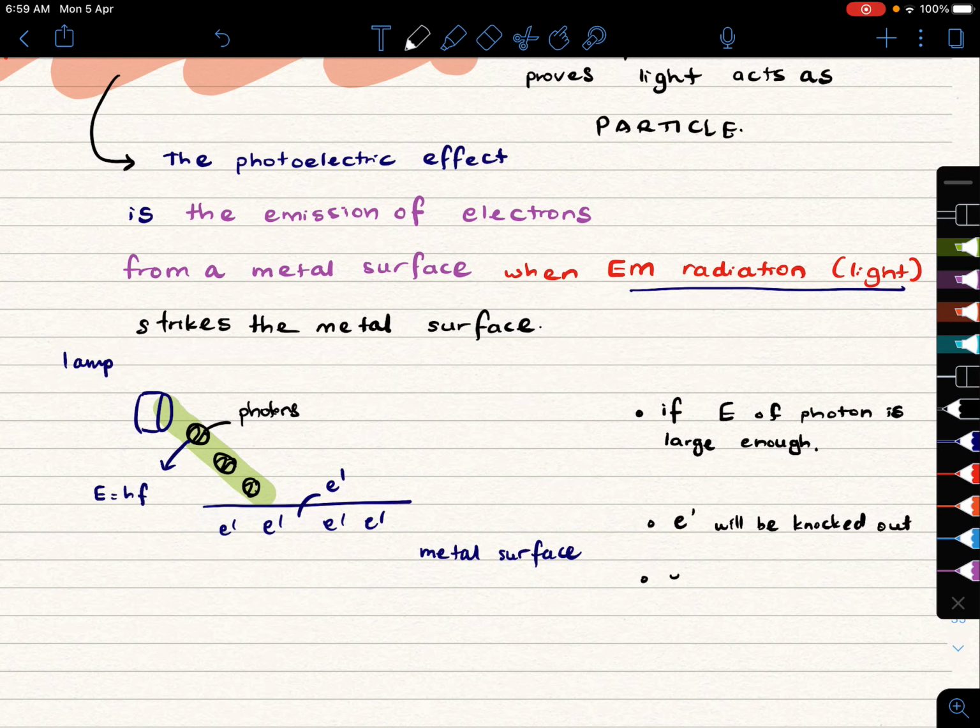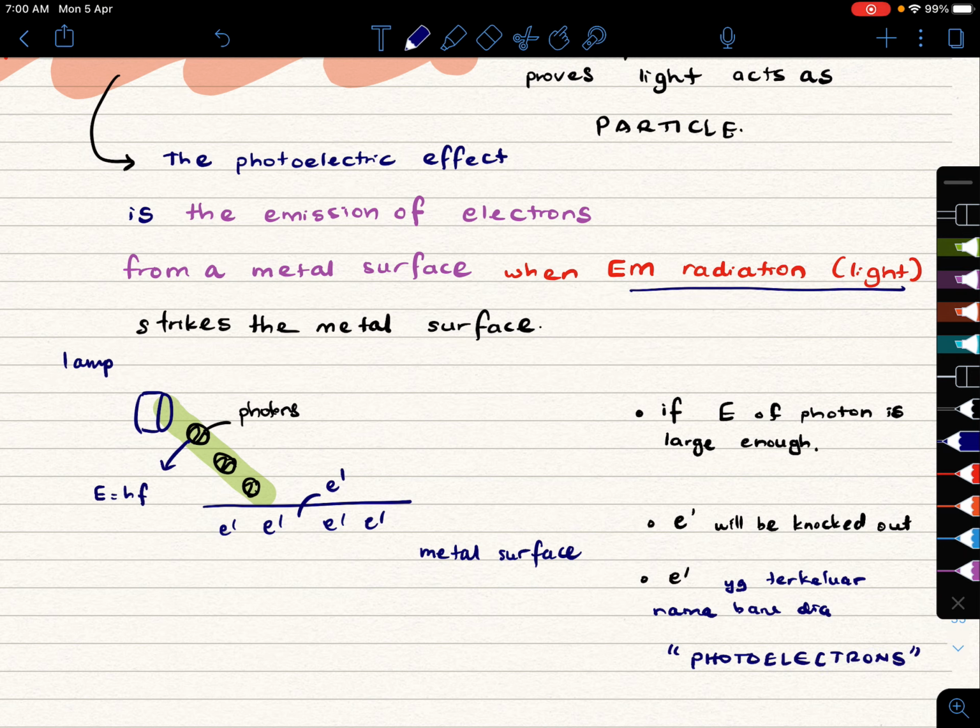Okay, so kita panggil elektron yang berjaya keluar ni kan, this one, elektron yang berjaya terkeluar tu, nama baru dia, salin je lah, nama baru dia adalah photoelectrons, okay. Photoelectrons. Kenapa photoelectrons? Sebab dia electrons yang di knocked out by the photons, okay.